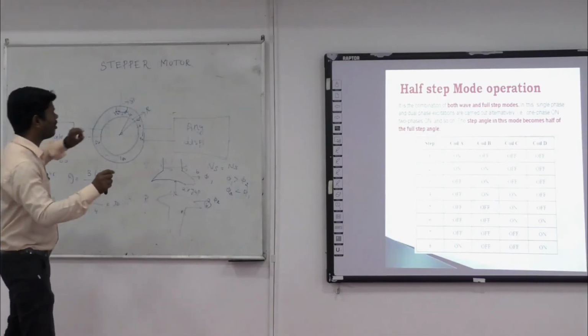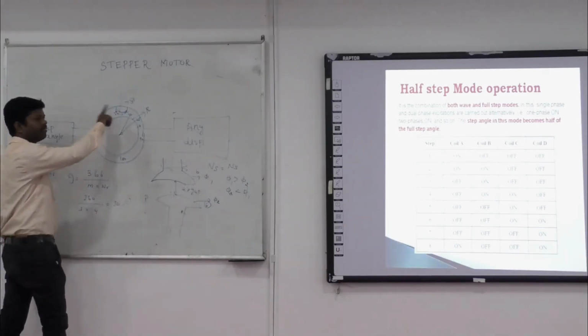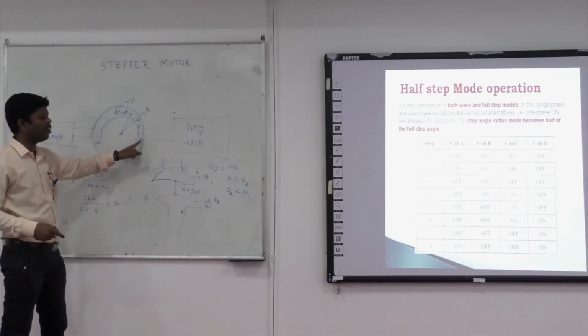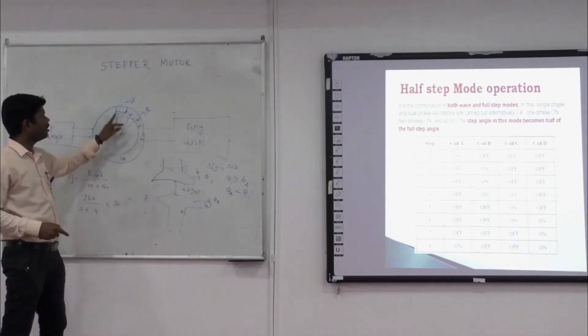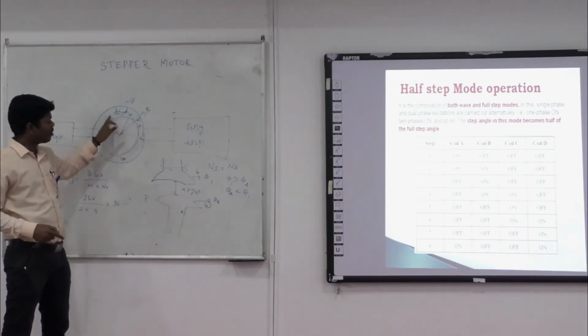For example, I need to control a 0 to 9 degree angle. In full step operation, the coils will run sequentially. One coil will be wound here, another coil here, another coil here. Suppose this is coil A, and this is coil B. Suppose coil A opposes coil B, so the rotor will come here.